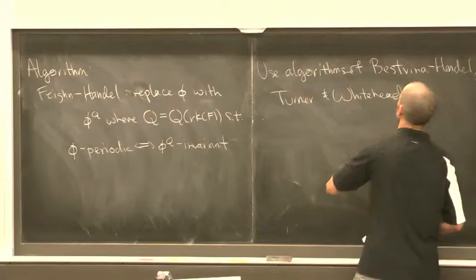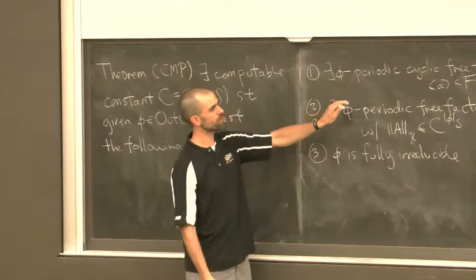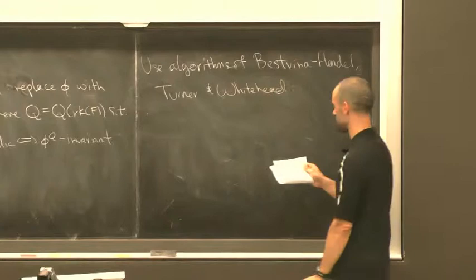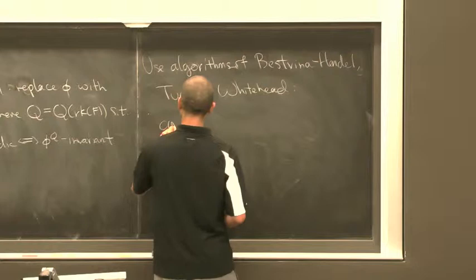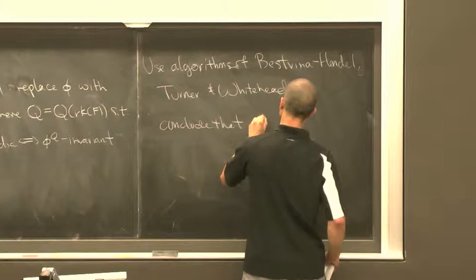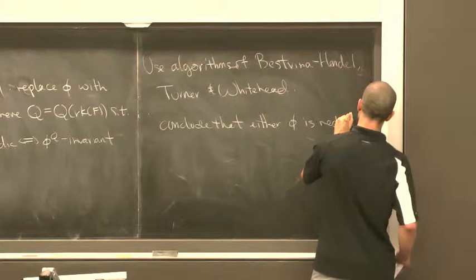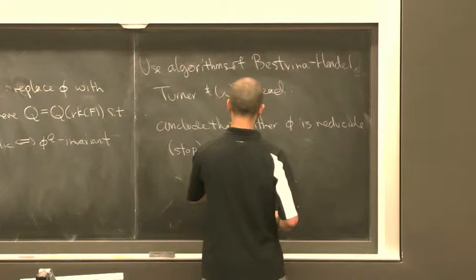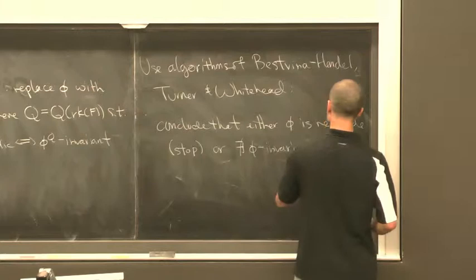So essentially, in the absence of some sort of obvious reduction, we can rule out that case one doesn't happen. We can use these algorithms here, and I can go into more detail later if someone wants to bug me about it. So we use these algorithms to conclude that either phi is reducible, so we find some obvious reduction and just stop, or we conclude that case one doesn't happen. So we concluded that there does not exist a phi invariant cyclic free factor.